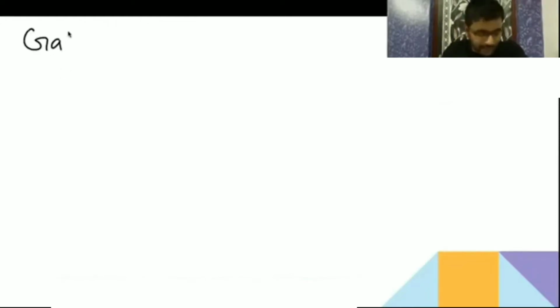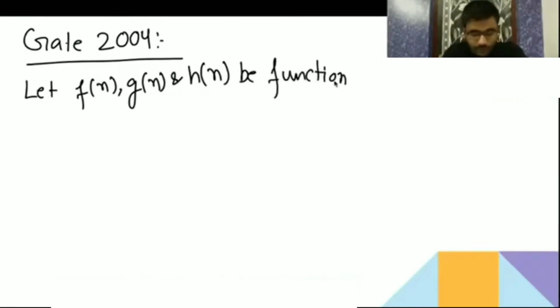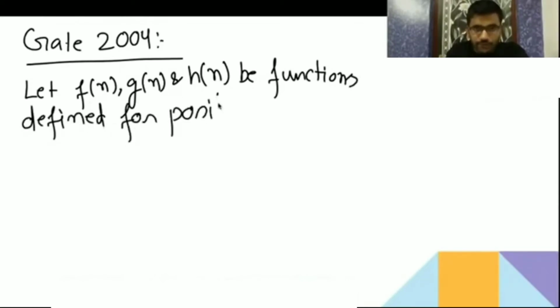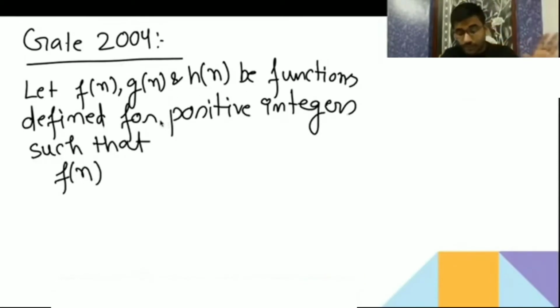Now this is your GATE 2004. Okay, so please write, let Fn, Gn and Hn be functions defined for positive integers such that Fn is equal to big O of Gn. They are saying that Fn, Gn and Hn are functions defined for positive integers, but they are not saying what the functions are.